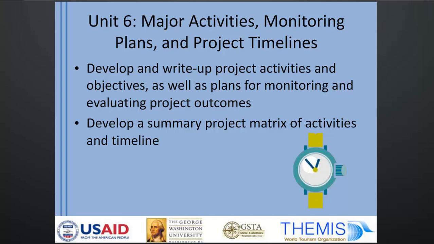Unit 6 focuses on writing a results-oriented program, one of the 4 keys to project success. Participants will learn how to develop and write up project activities and objectives, as well as plans for monitoring and evaluating project outcomes. Participants will also learn how to develop a summary project matrix of activities and timeline. This matrix will be useful during implementation for tracking activities and reporting on objectives.